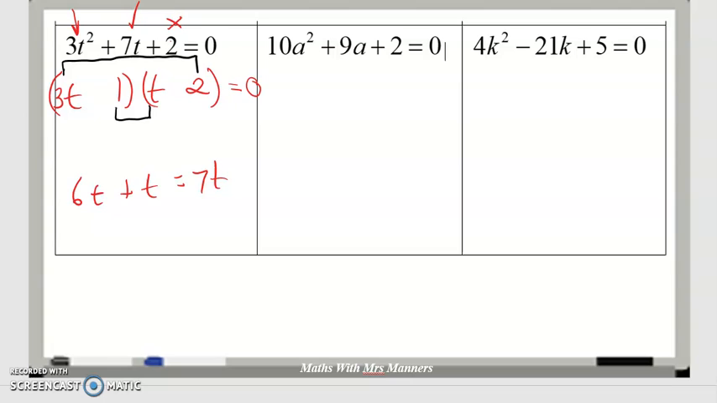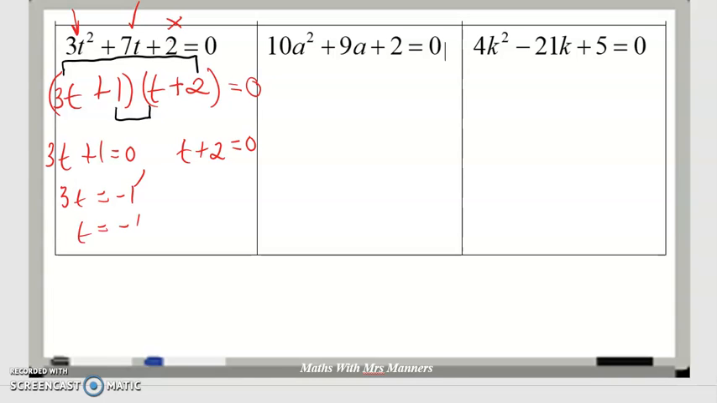So that actually works really well. I want everything to be positive, because I want a plus 6 plus a 1. And then I'll just apply my null law factor, which says 3t plus 1 would have to be 0, or t plus 2 equals 0. And that gives me 3t equals minus 1, and t equals minus a third. And then we'd get t equals minus 2.